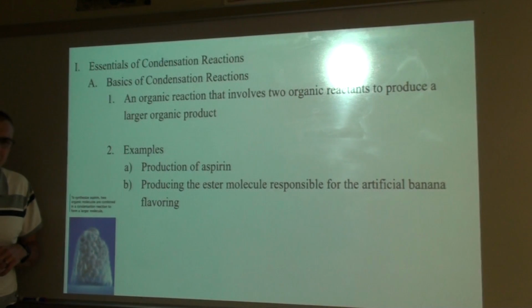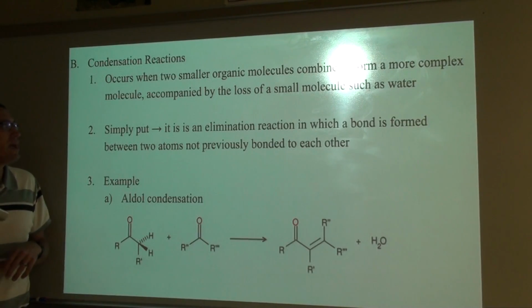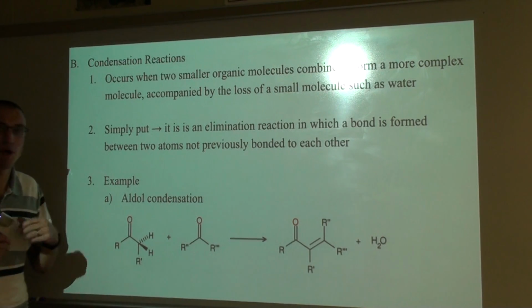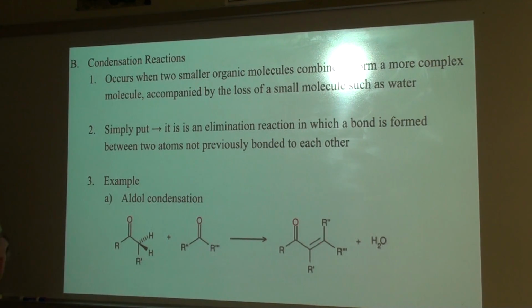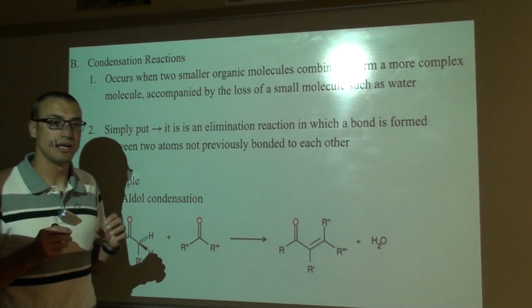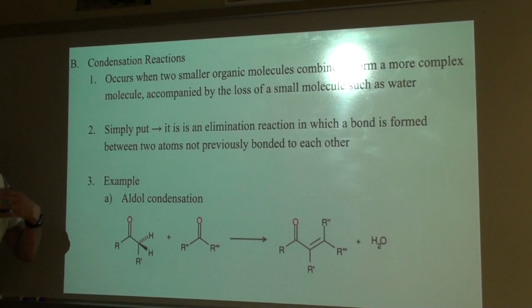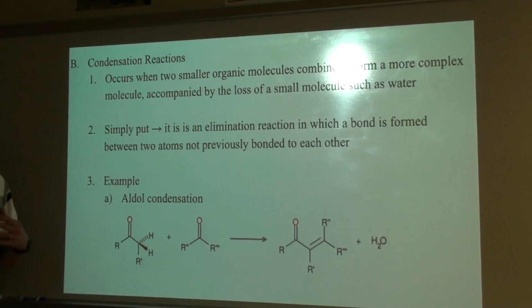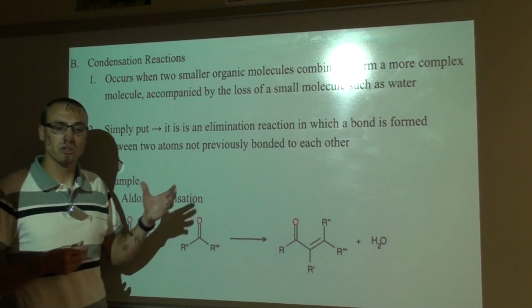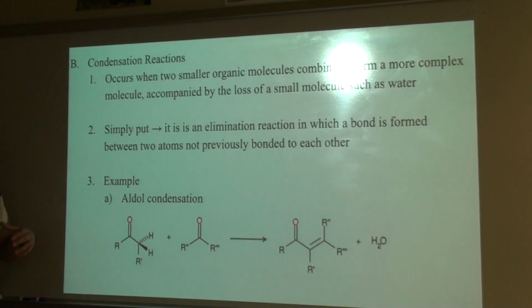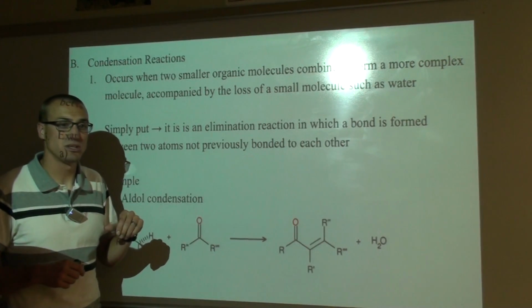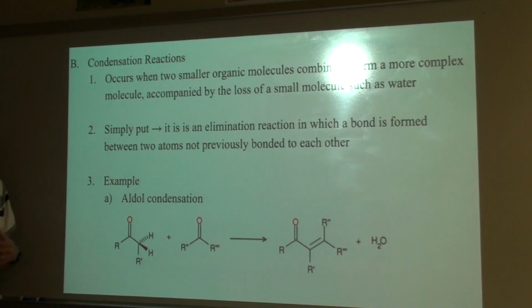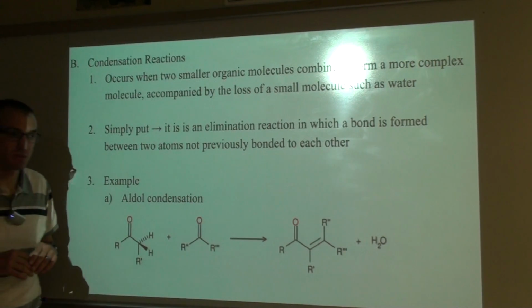So when exactly do condensation reactions occur? Condensation reactions occur when two smaller organic molecules combine to produce a larger, more complicated organic molecule. What is also produced as a result of a condensation reaction is a smaller molecule. Typically, this molecule is going to be water. So simply put, a condensation reaction is just an elimination reaction that allows a larger organic molecule to be produced.